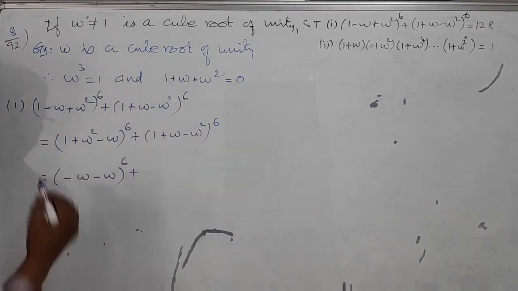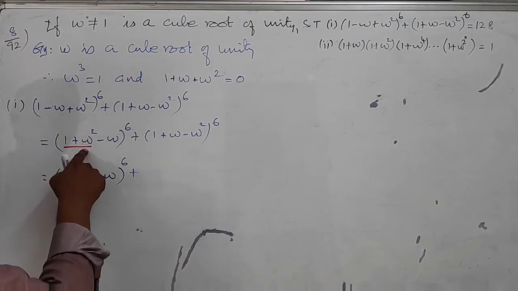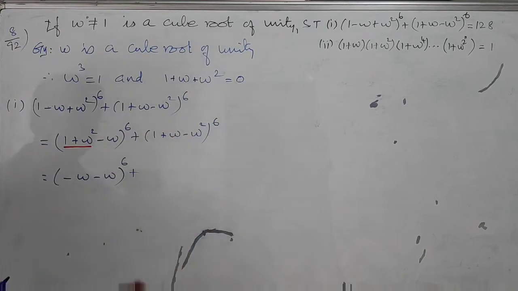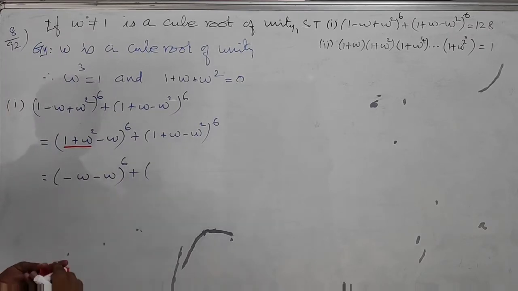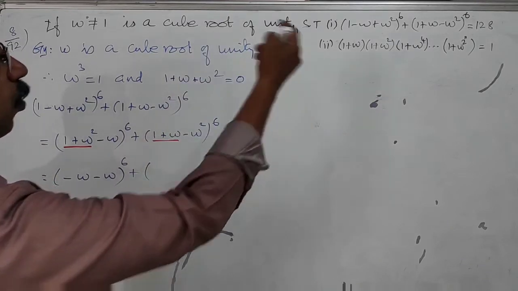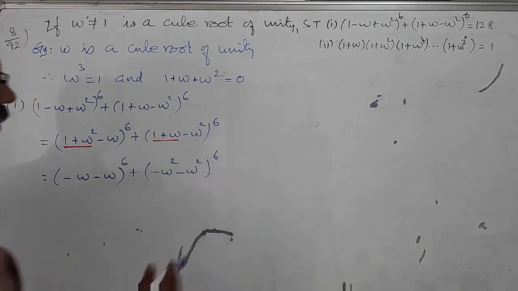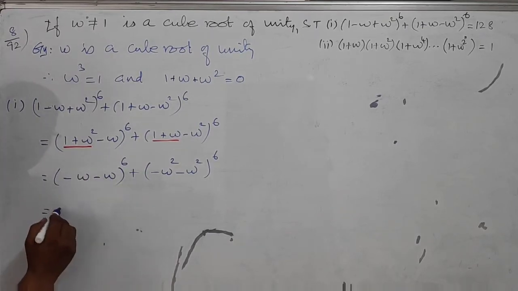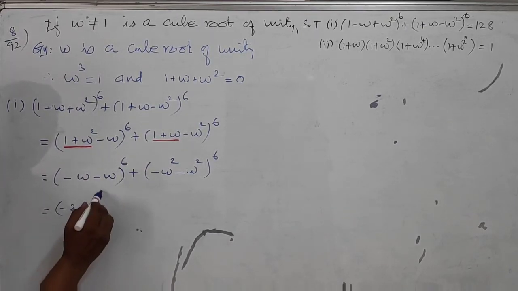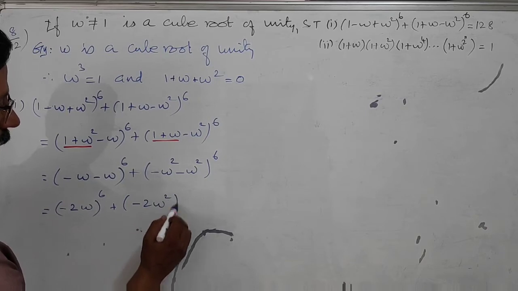Okay, and after that we know very well the value of 1 plus omega square equal to minus omega. You can write this as minus omega, then (minus omega) whole power 6 plus the value of this 1 plus omega equal to minus omega square. You can write minus omega square, then (minus omega square) whole power 6. Okay. Now this is nothing but (minus 2 omega) whole power 6, then plus (minus 2 omega square) whole power 6.